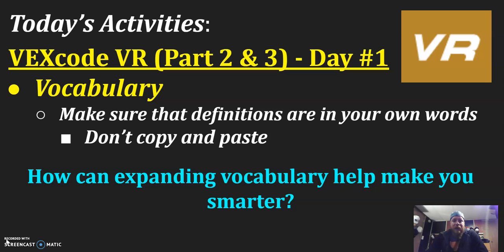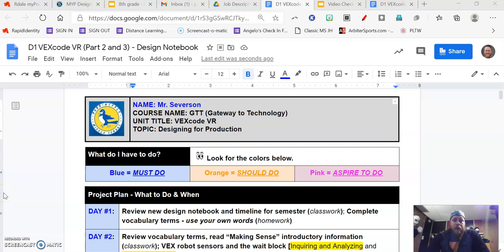Let's open up our design notebooks. You can pause this video while you open up your design notebook. Now that you have your design notebook open, you're ready to go. We have the same color coding system that we have had in the past. Everything with the blue background is a must-do item. Things with the orange backgrounds are things that we should do. And the pink backgrounds are those things that we should aspire to do, things that really go above and beyond the expectation.